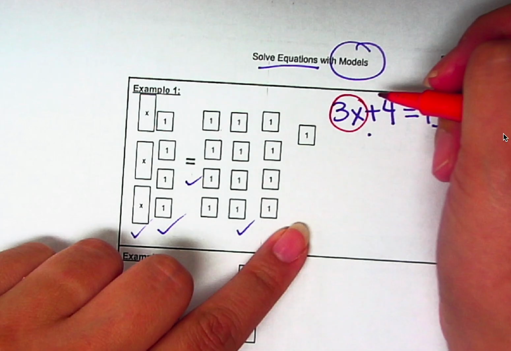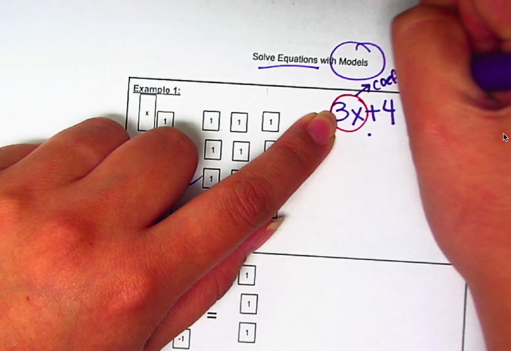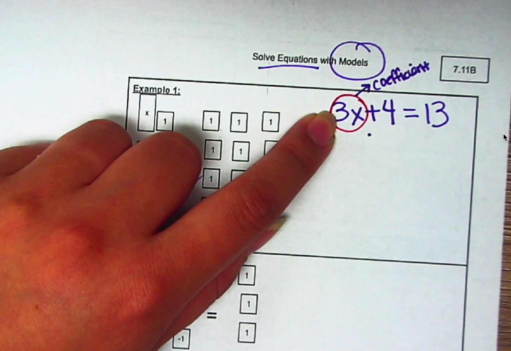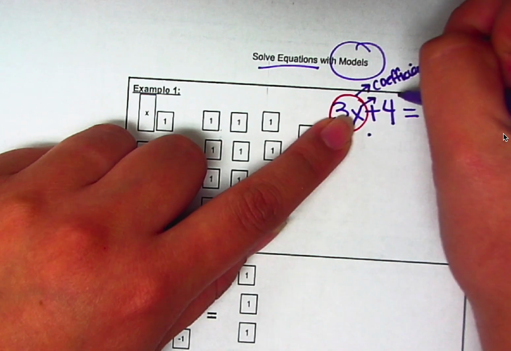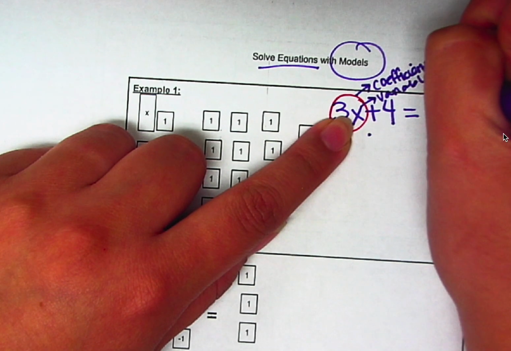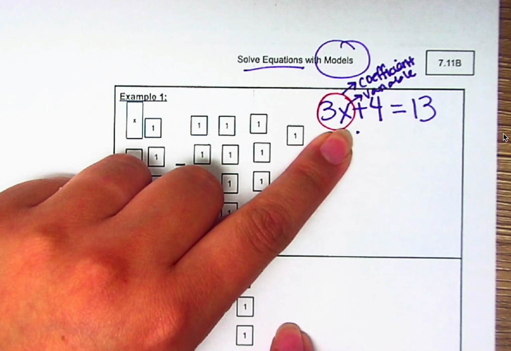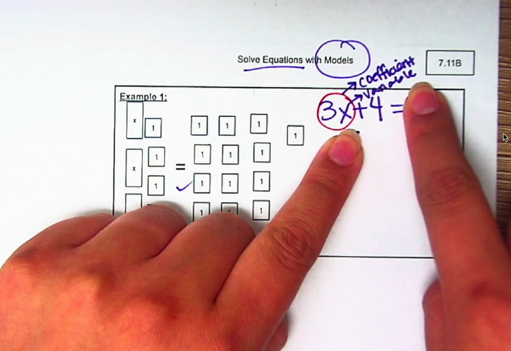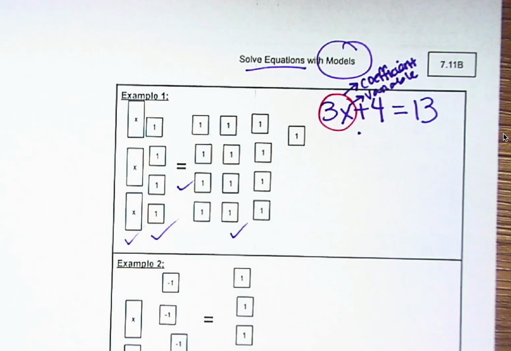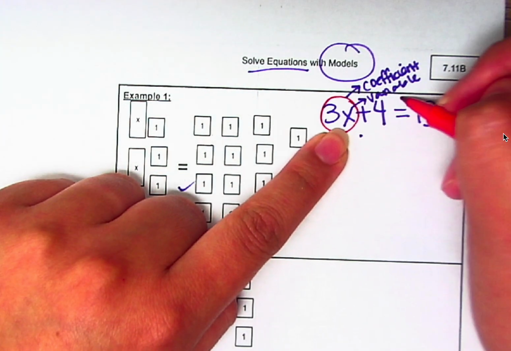Okay, if you don't know what that is, it's okay. This right here is your coefficient. That just means the number before the variable. And this one right here, this x, is your variable. Now, a variable just means it's going to be a letter. Okay? It could be any letter. It could be 3P, it could be 3D, it could be any letter. But if there's a letter there, that is your variable. Okay? So, you're going to circle your coefficient and variable, and then you're going to draw a line.